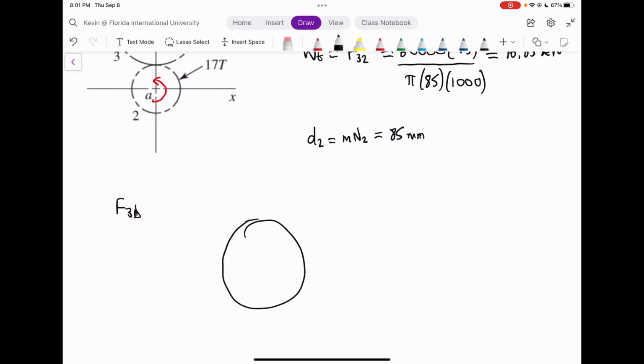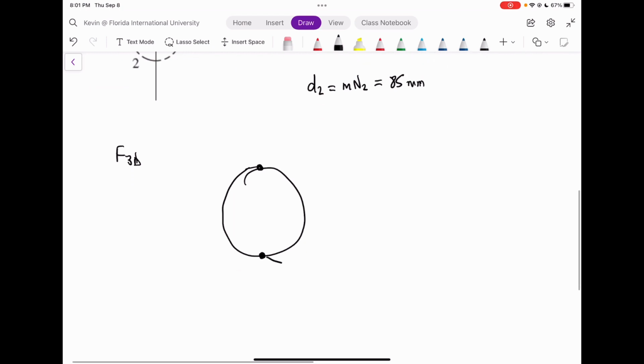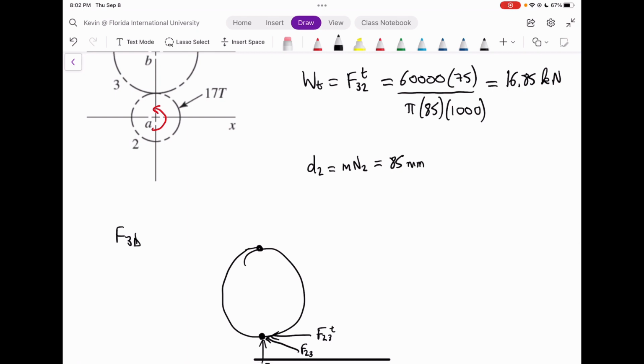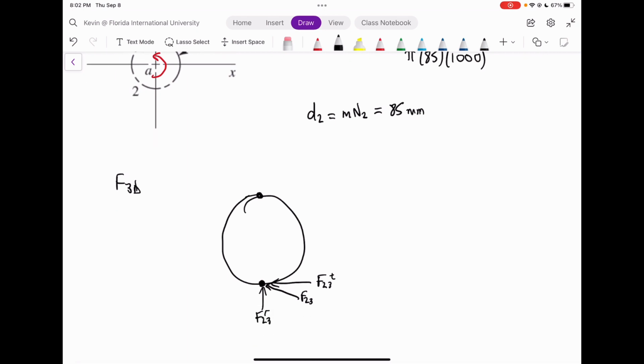So if we look at gear 3, we have a top contact point and a bottom contact point. The bottom contact point is going to have a force in this direction, F23, with a tangential direction, F23T, and a radial direction, F23R. Now notice how I didn't even have to find F32R. I might have to find it later, but for now it seems like I don't have to. So we'll see if we need to find it later on or not.